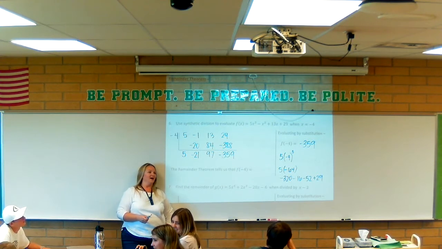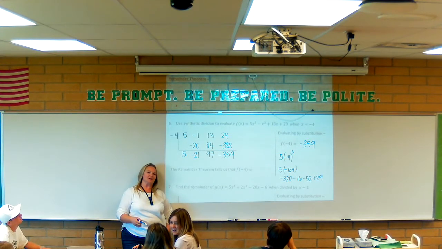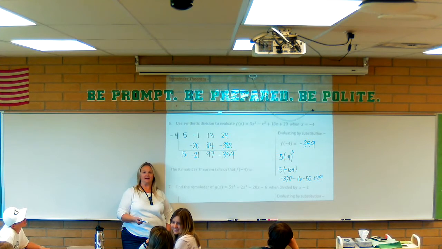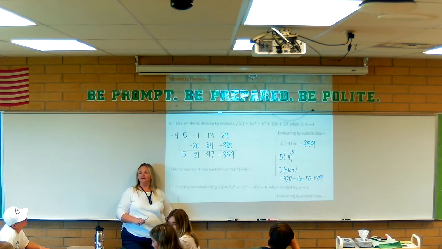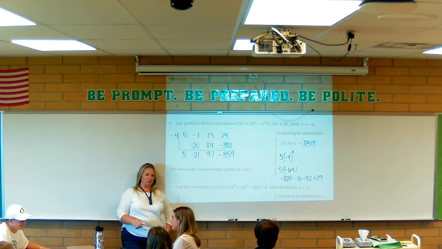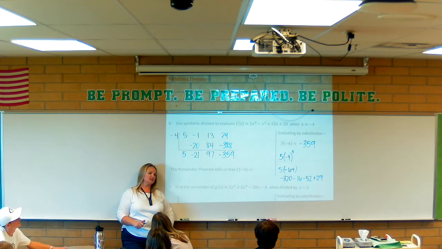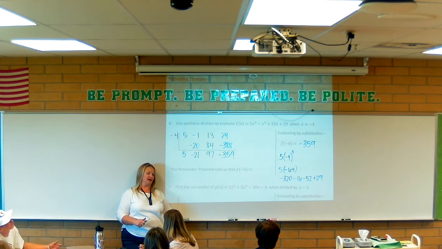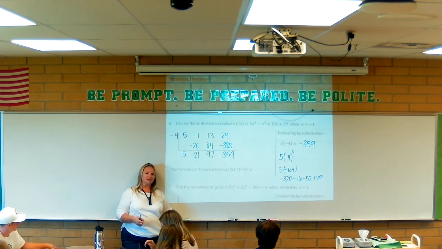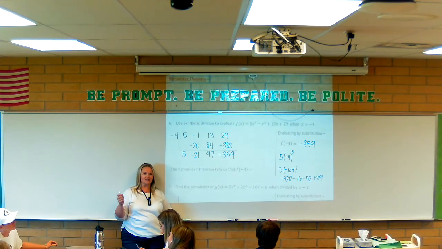Well, really, the more important question is, is it right? Yeah, it is. We did it right. This is what we call the remainder theorem. If you are trying to evaluate a function at a particular value, in this case -4, you synthetically divide by that number.